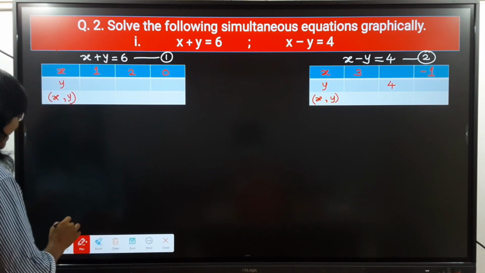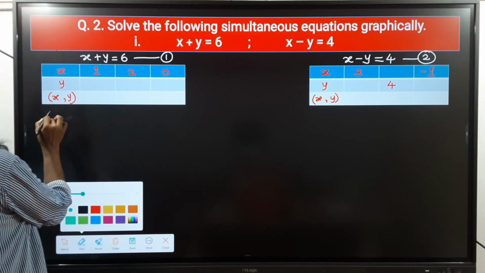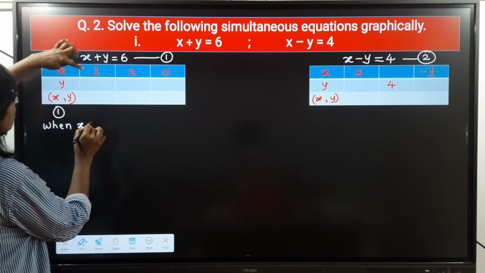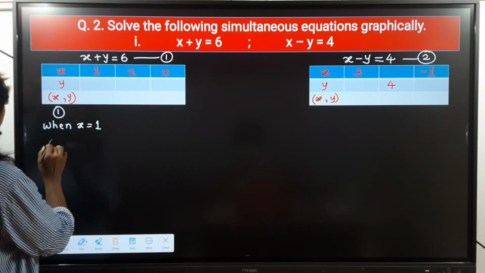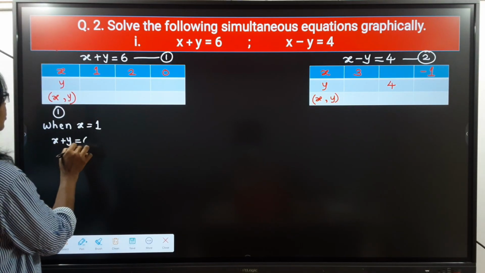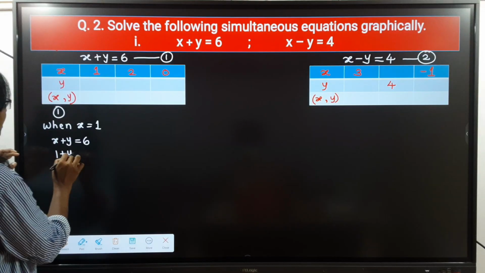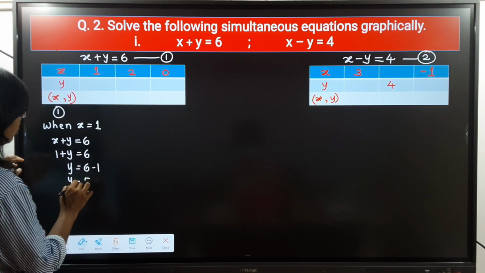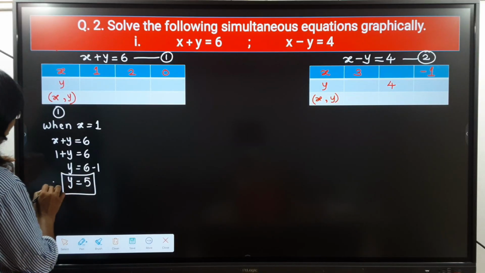So students, first calculation, when x is equal to 1. Then the equation is x plus y is equal to 6. Therefore 1 plus y is equal to 6. Therefore y is equal to 6 minus 1. Therefore y is equal to 5.